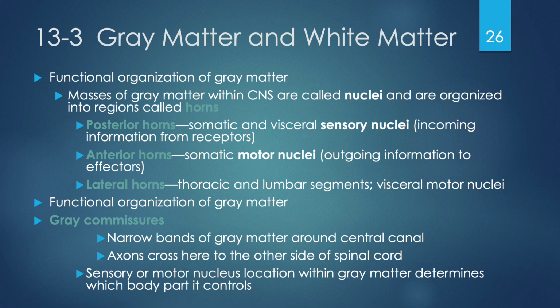And then we have lateral horns as well. And those can be broken down into thoracic and lumbar segments and visceral motor nuclei. So another way that we break down gray matter is we have gray commissures. And gray commissures are just bands of gray matter that are around the central canal of the spinal cord. And this is the site where axons will cross to communicate with the other side of the spinal cord. So it is the sensory or motor nucleus location within the gray matter that's going to determine what part of the body it's going to control.